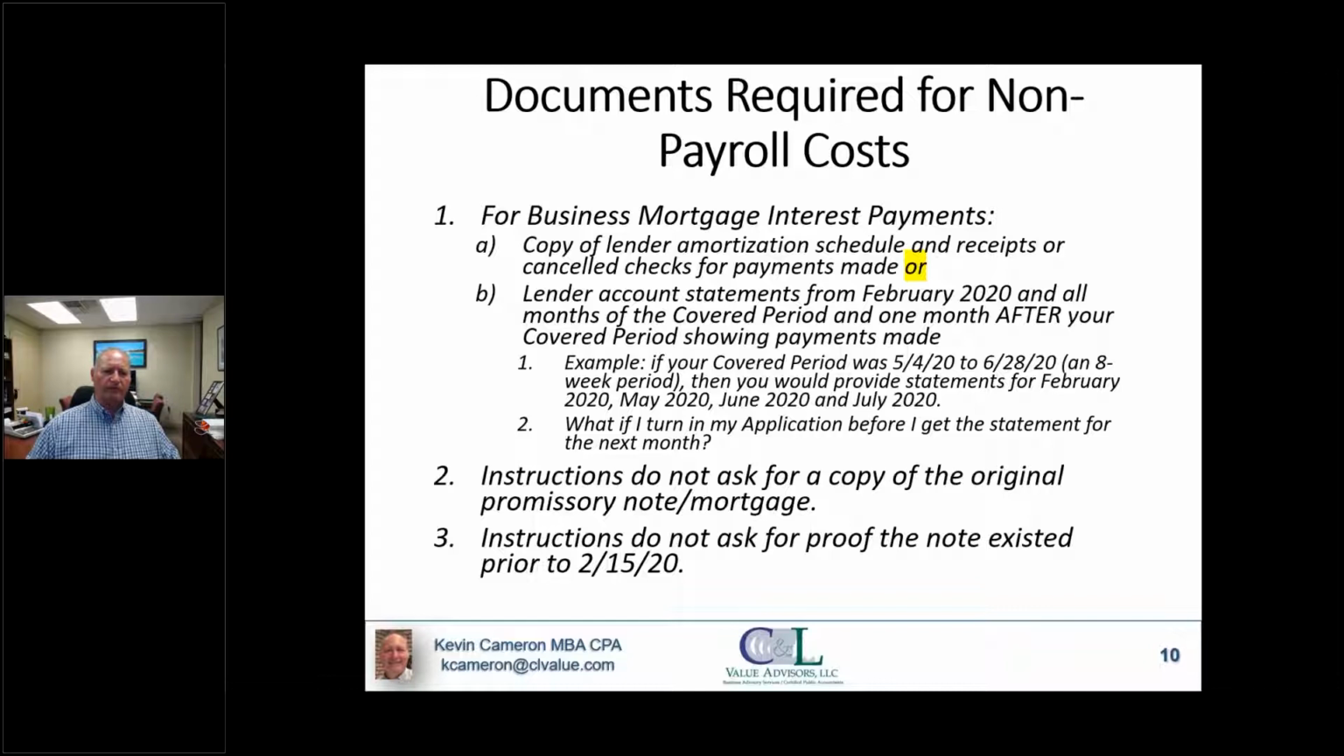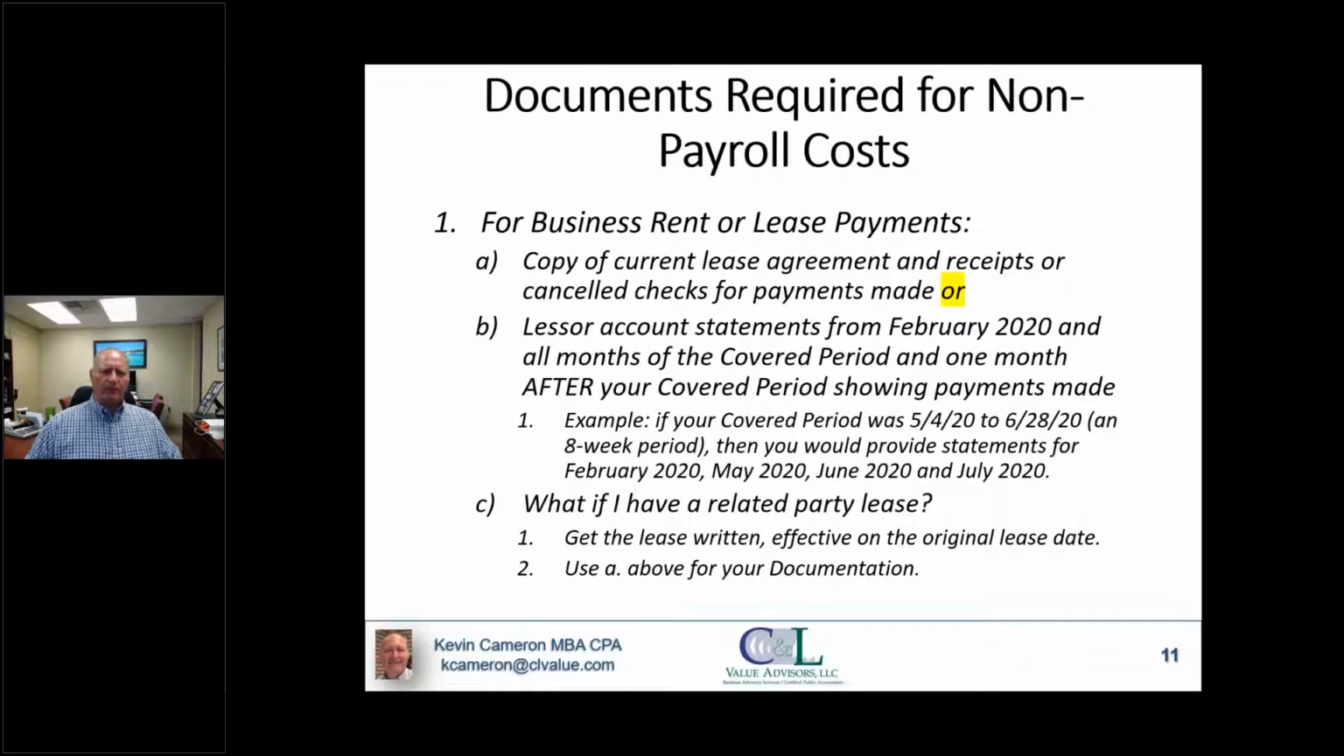So that's pretty straightforward. Rents are similar, except the instructions do tell us that we need to provide a copy of the original lease agreement and receipts or canceled checks for the payments that were made, or we need to provide lessor account statements for the periods, again, February 2020 and all periods of our covered period, as well as 1 month after our covered period. Now here it's a little bit more interesting because I would believe that providing a copy of the original lease agreement would make sense. So keep that in mind.